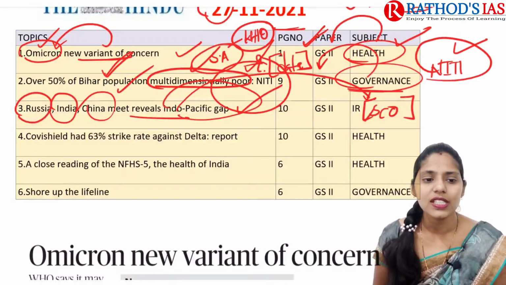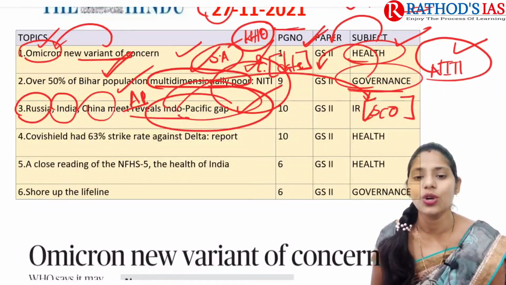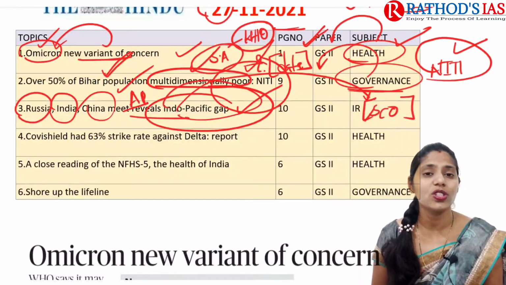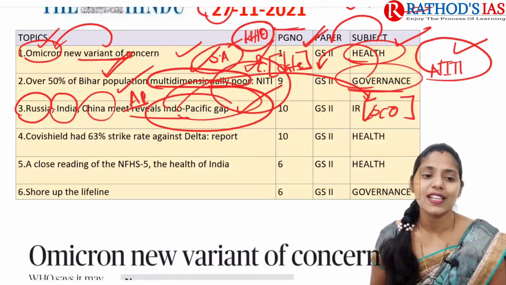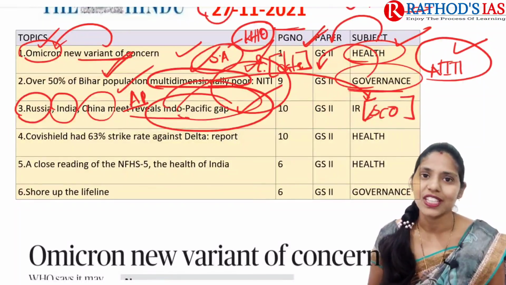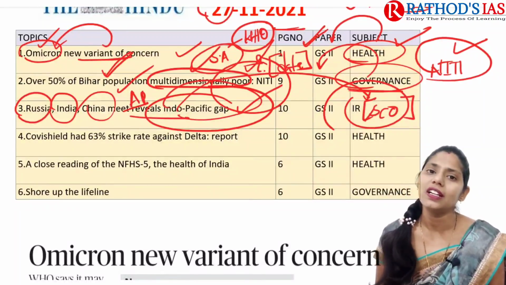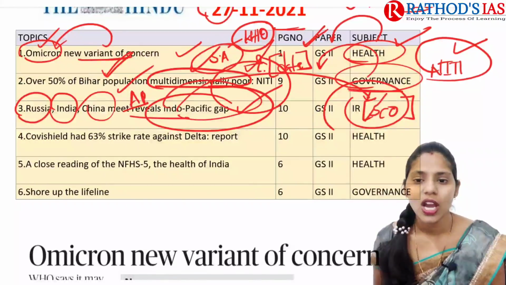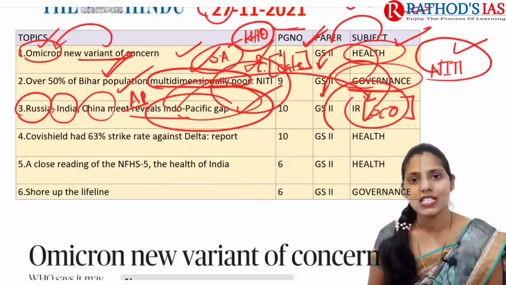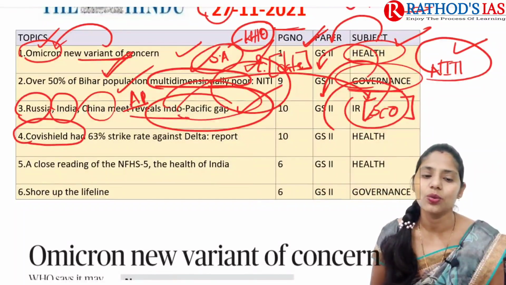If you see here, this article mainly focuses on the Asia Pacific region as well as the Indo-Pacific region. We are going to see what was said by China as well as Russia regarding the Indo-Pacific and Asia Pacific regions. This topic is important from our international relations point of view, and this mainly comes under our GS paper 2. And next topic, it is about the Covishield vaccine.